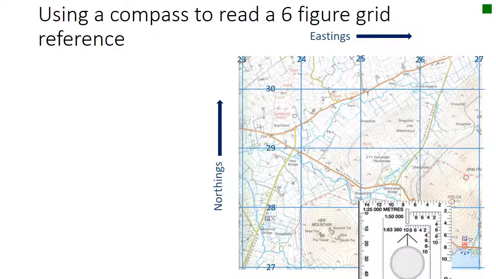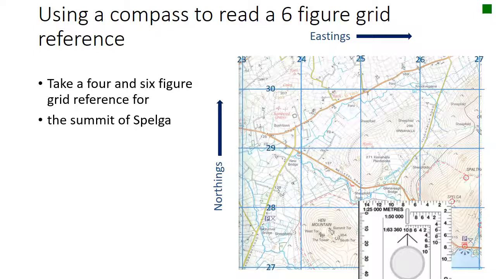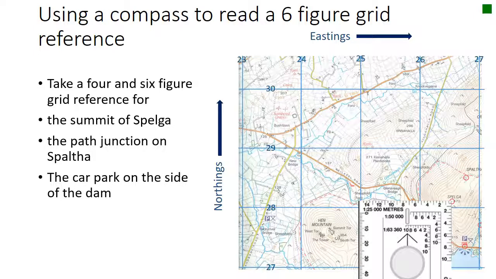So a couple of examples we did in class. We're going to look at the top of Spelga mountain. We're going to take a 4 and a 6-figure reference for this. Then we're going to go on to Spaltha. Then we're going to look at the car park on the side of the dam. So we'll take the 4-figure first of all. So we're going to go across the Eastings, and we're going to go across to here. The square would be at 26. So we'll start there. This is going to be 26 for an Easting. Northing wise, we're going to come up along here, and we're going to get as far as 28 there. So that's going to form the first section of the northing. So that's 28. Remember, leave a little gap in between.